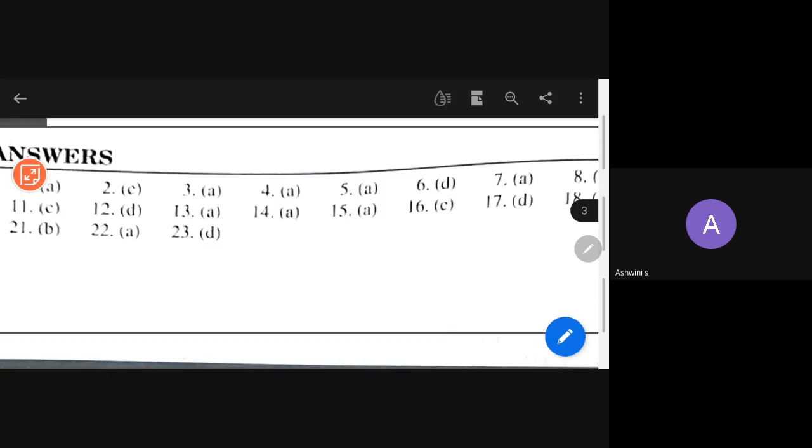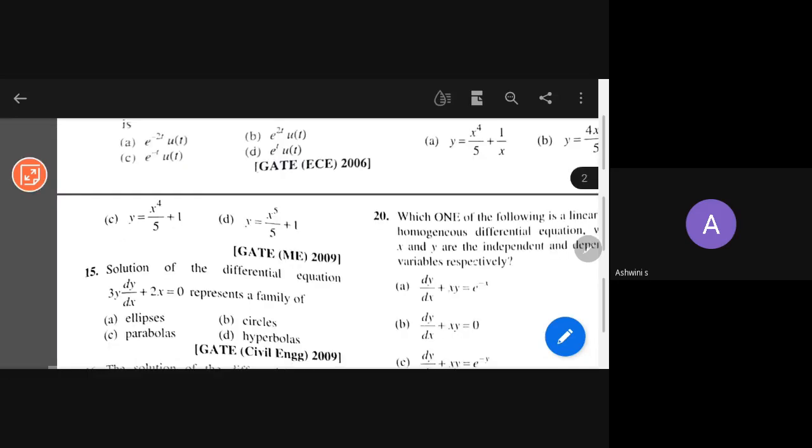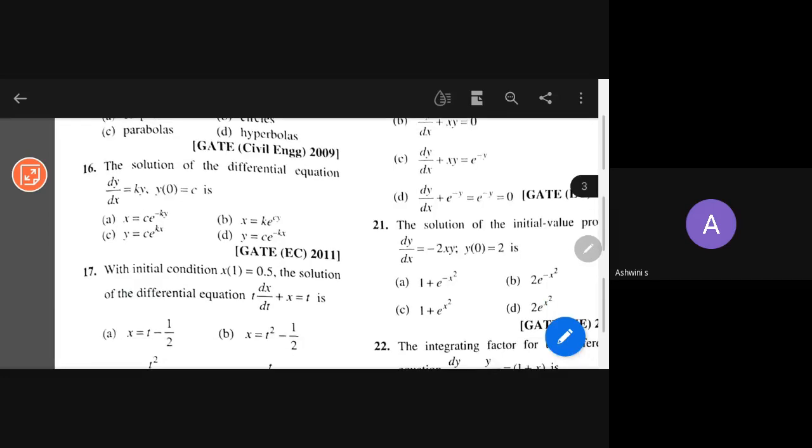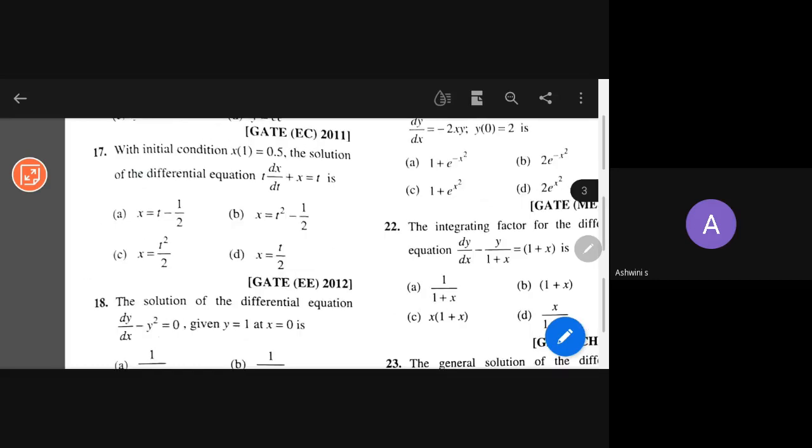Now the 16th question. The solution of differential equation dy dx is equal to ky. This is a simple question, please look into that. 17th, again, this is a linear equation. 18th question, this is a Bernoulli's equation, or it's a separable equation again. Straightforward question.